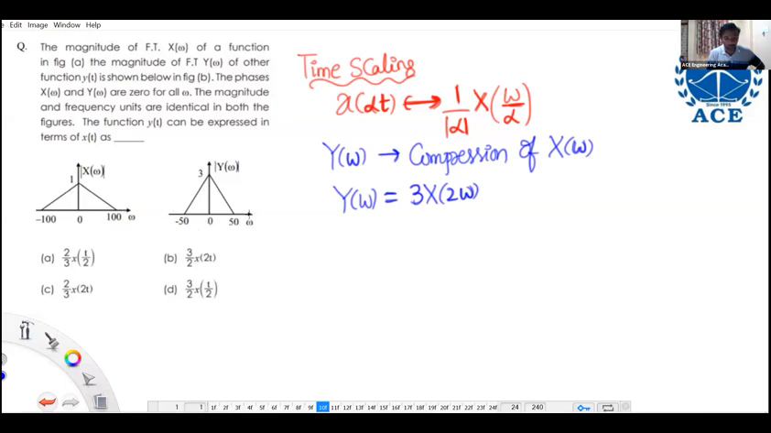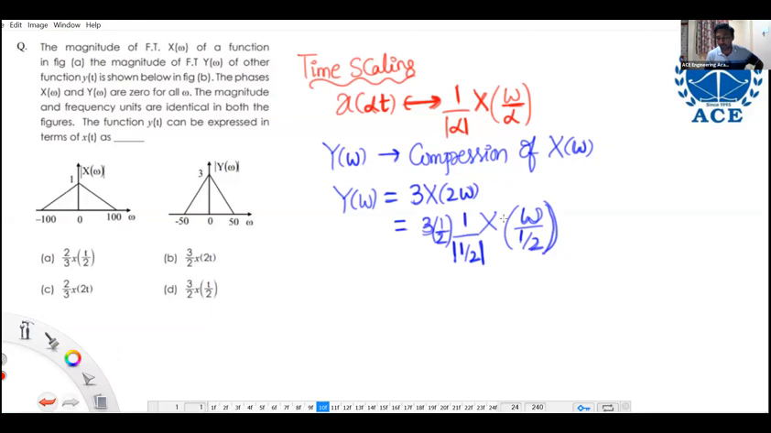X of 2 omega means minus 50 to 50 range or not. On the right side, we require this as our property style. X of 2 omega we require as our property style: 1 by mod alpha X of omega by alpha. Do the required adjustment. 2 omega can be written as omega by 1 by 2 internally. Even 1 by mod alpha is also needed, which is not there. It means what I adjusted externally, 1 by 2 I have adjusted.